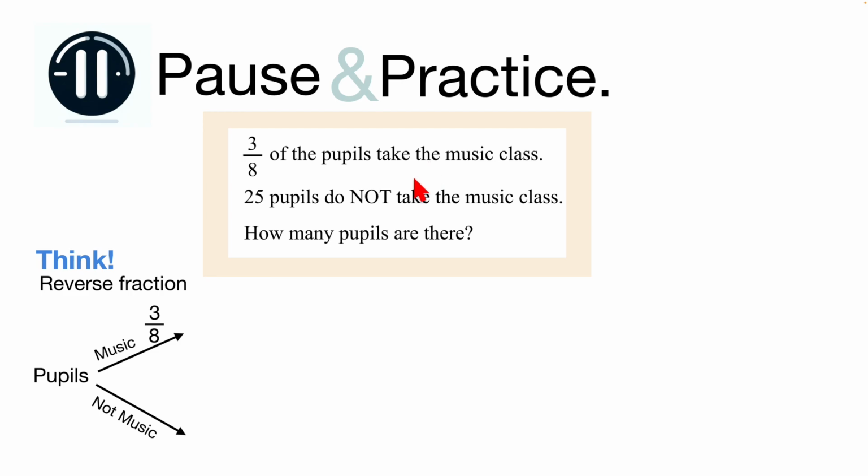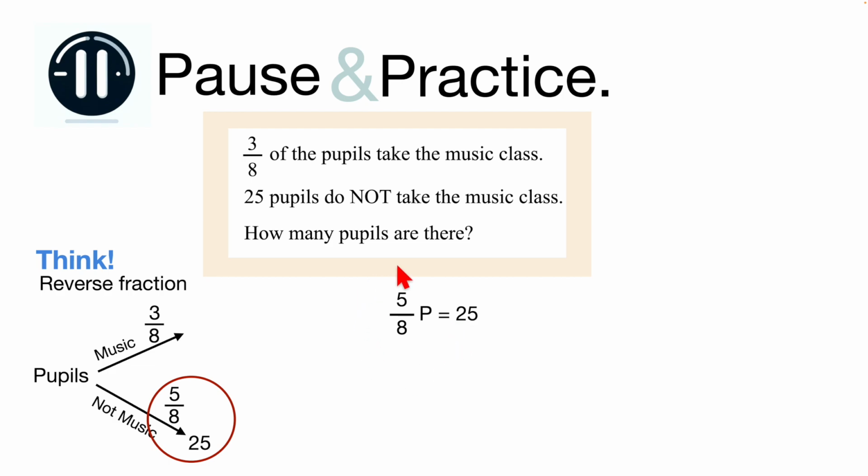3/8 take music, and 25 do not take music. Right, but we know that you either take music or you do not take music. So that fraction and the invisible fraction add up to 1. So that leaves 5/8, and that's perfect. This is what we wanted. We wanted to have a fraction of the pupils and know what that fraction is worth. So that's where we are. We know that 5/8 times the pupils equals 25.